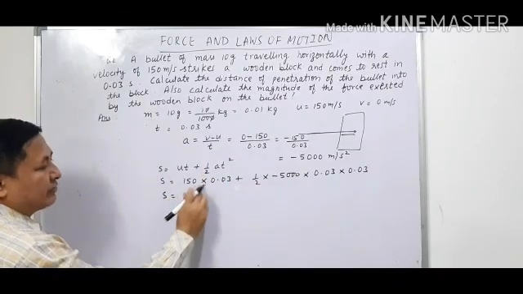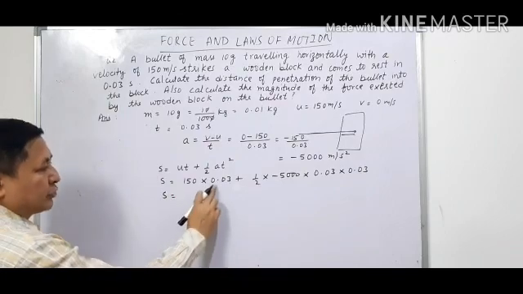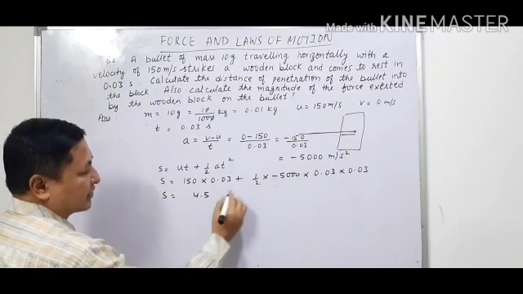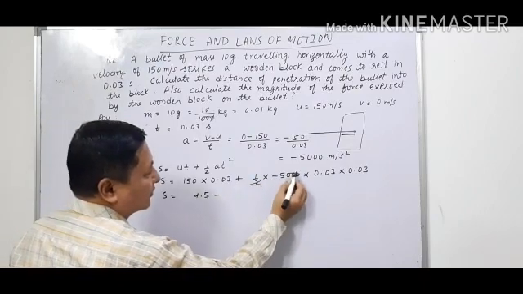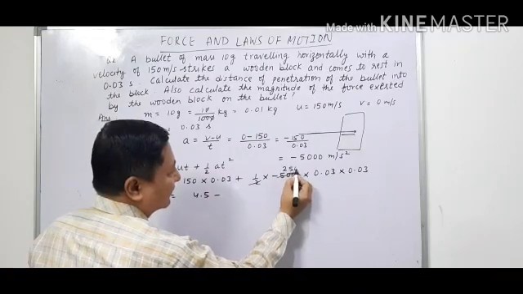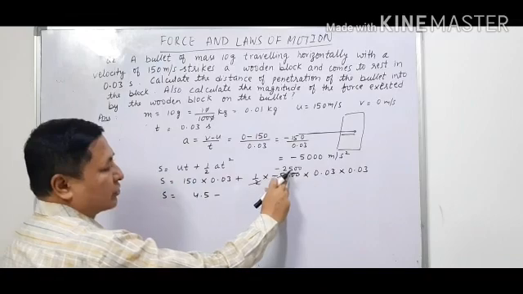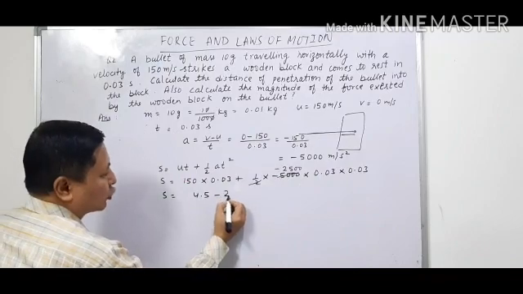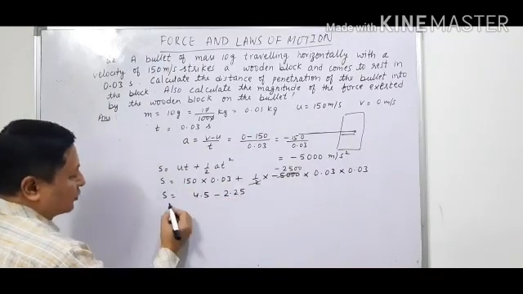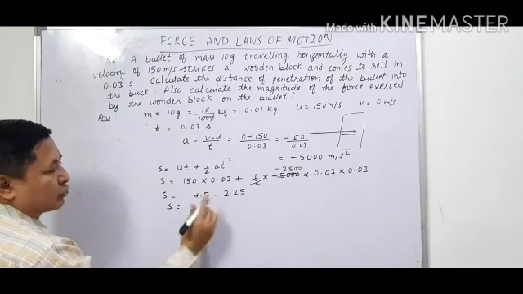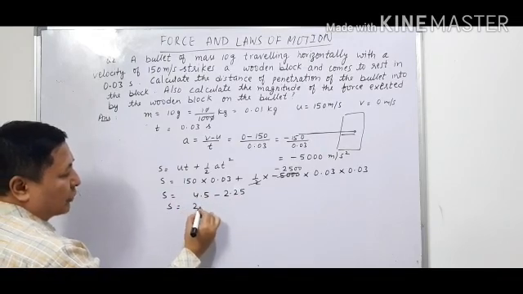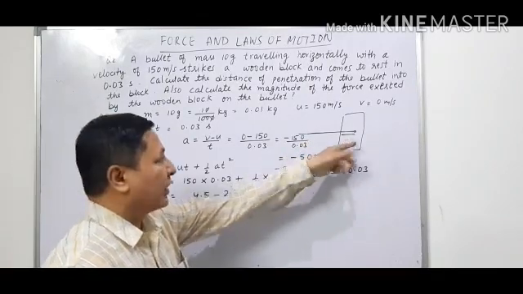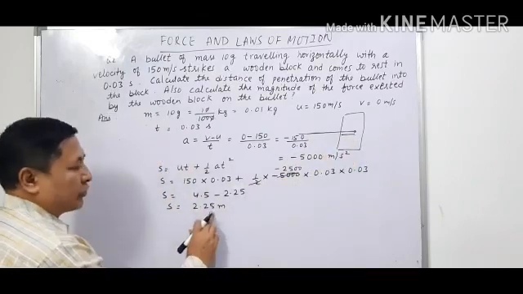So s will be equal to, when we multiply 150 into 0.03, it is 4.5. Then this is minus here, so we'll put a minus sign here and we'll divide this, this will become 2500. So minus 2500 into 0.03 into 0.03. When we solve it, it becomes 2.25 meter. So s is equal to 4.5 minus 2.25, that is 2.25 meter. That means the bullet will move inside the wooden block and penetrate up to 2.25 meter.